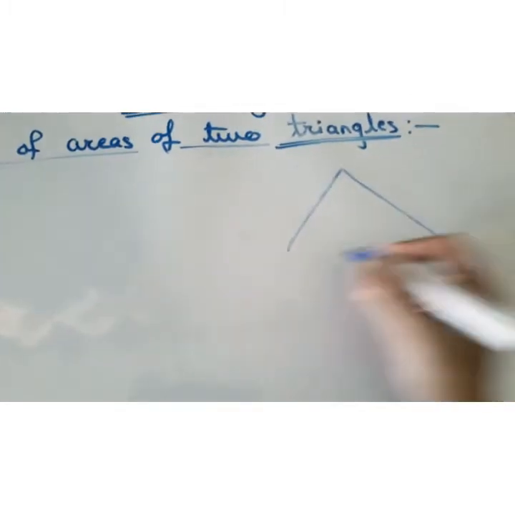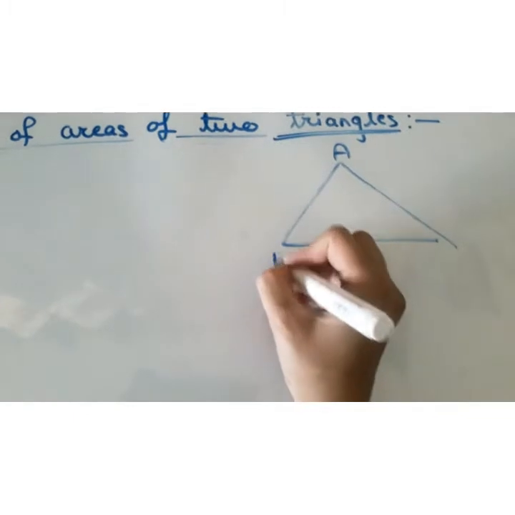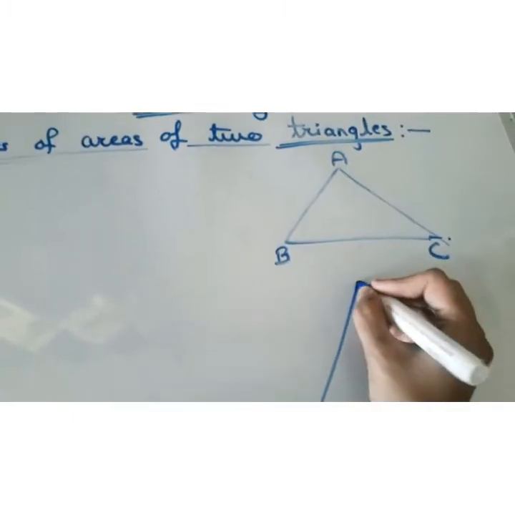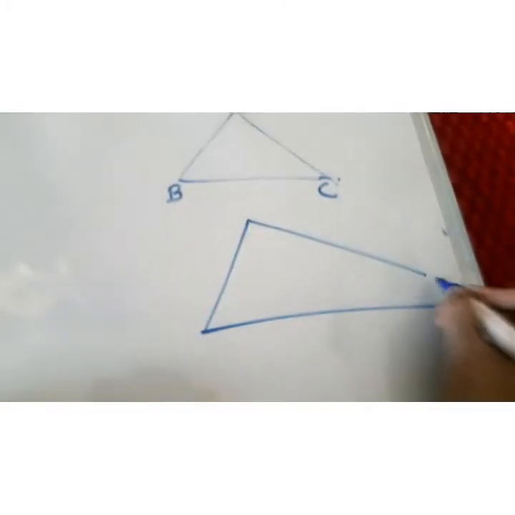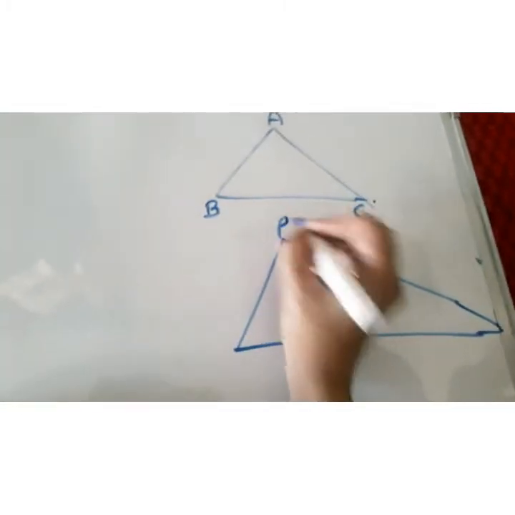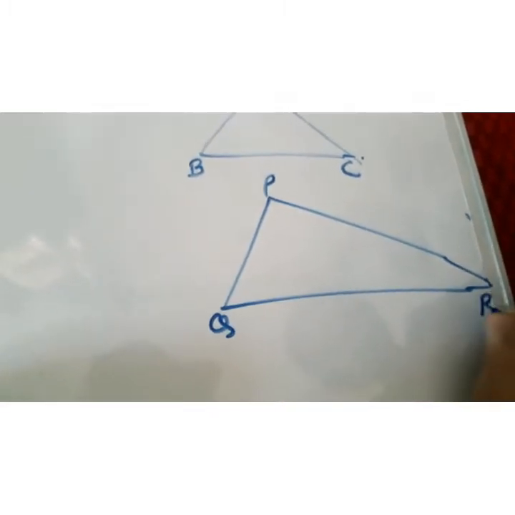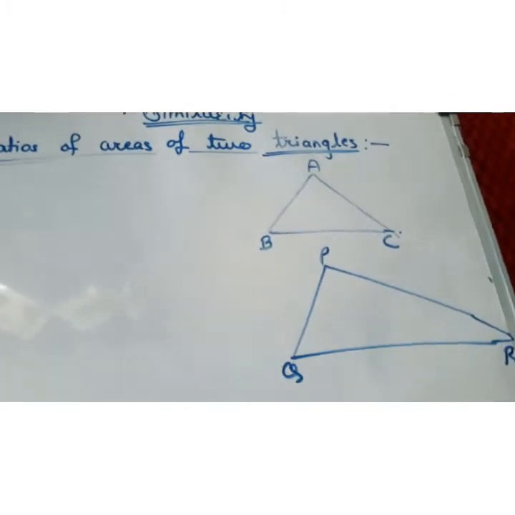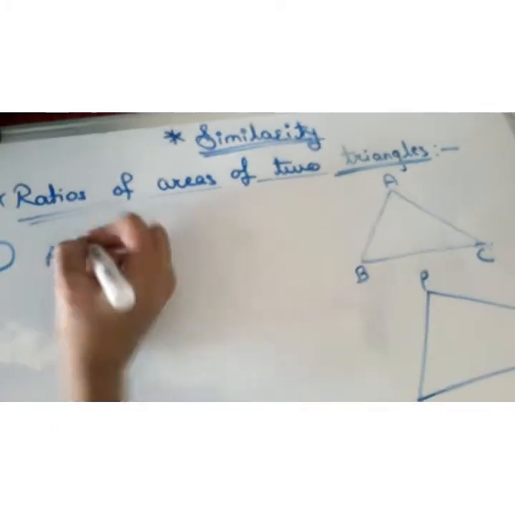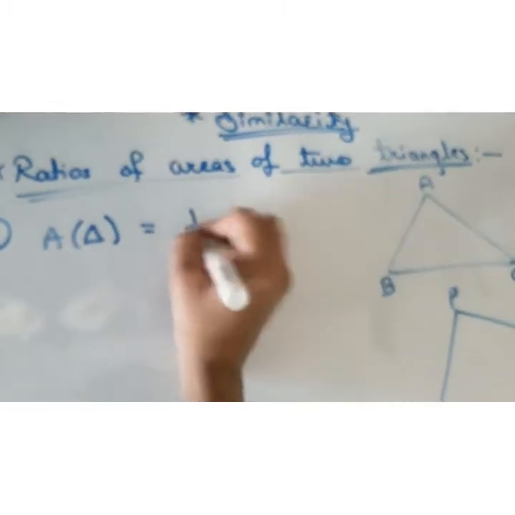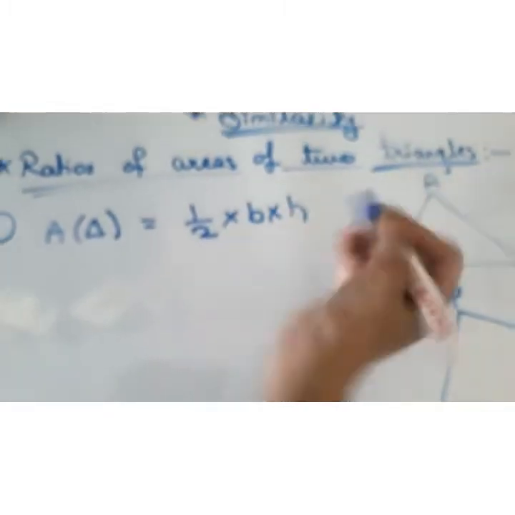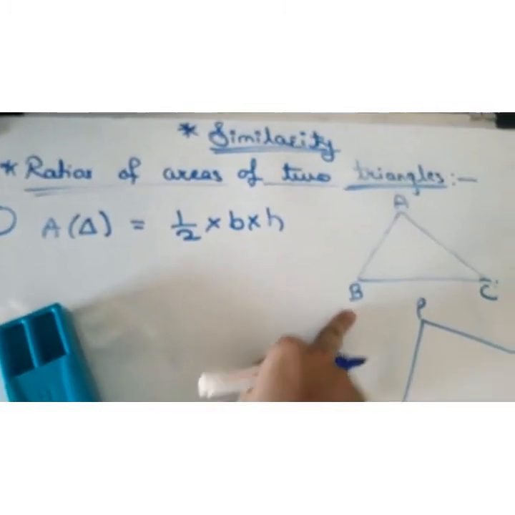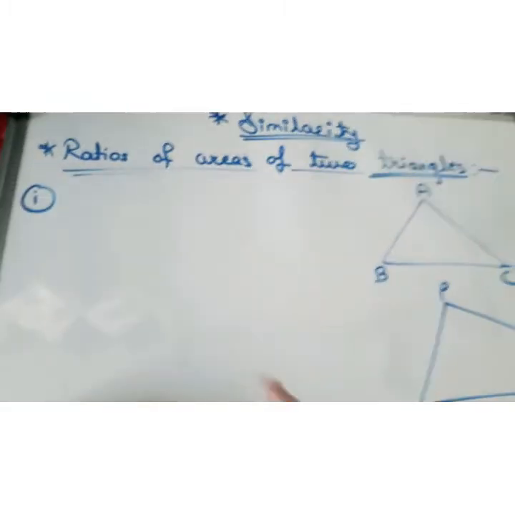Suppose this is triangle ABC. Next I am taking this one, the next triangle PQR. So we have considered these two triangles. All of you know that the area of any triangle is nothing but half into base into height. That's the formula we are going to use here. We have two triangles, and we want the areas of the two triangles.